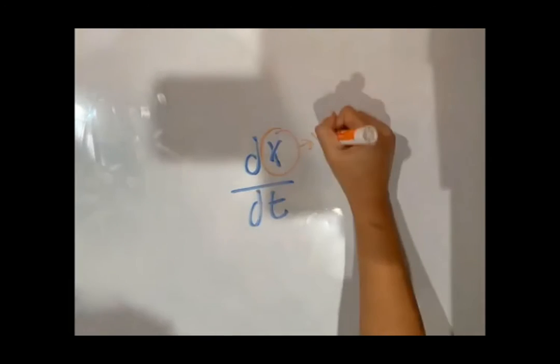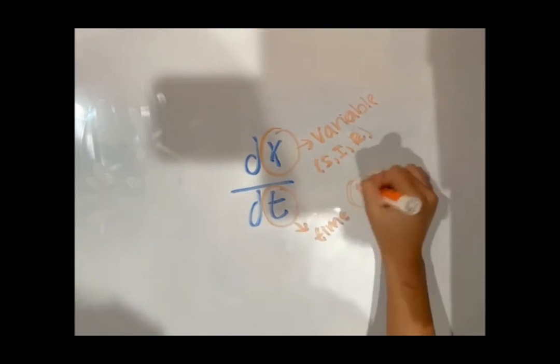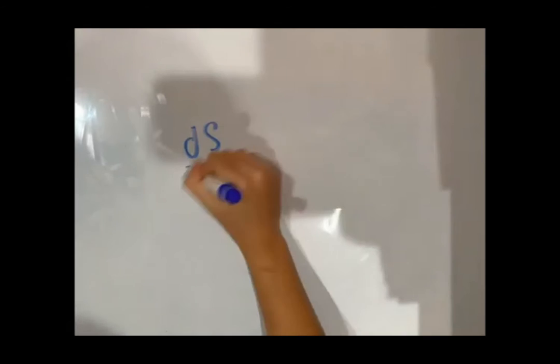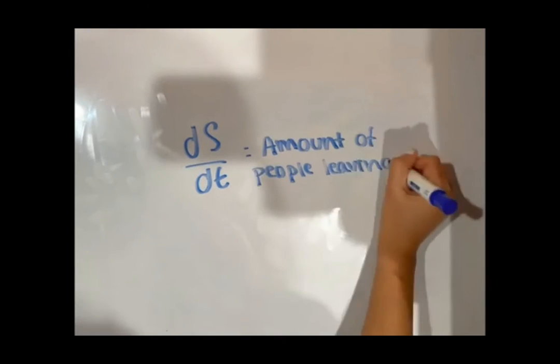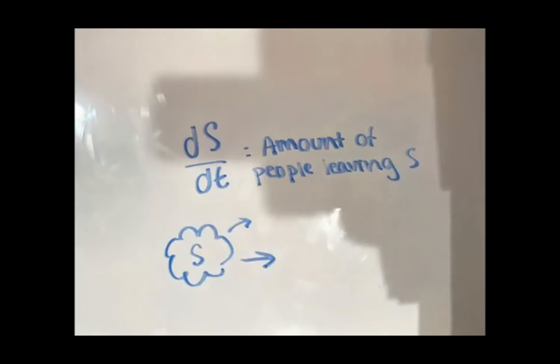Derivatives are represented in a dx/dt form where x is the variable and t is time. You can actually replace x with variables like S, I, and R and get some rates and derivatives that we'll be using later on. dS/dt is the rate of change of susceptible individuals, or the amount of people leaving S.